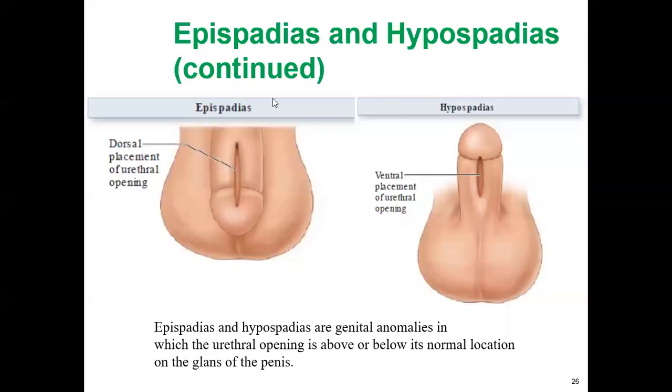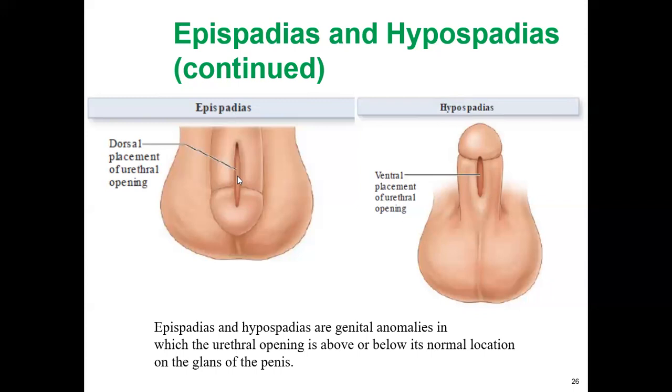So this is the picture we can see. This is the scrotum, this is the penis, and this is the tip of the penis, which we call the glans penis. So when do you call it epispadias and when do you call it hypospadias? This is the orifice of the urethra. It is supposed to be at the tip of the penis, but unfortunately it is present on the dorsal surface. So dorsal placement of the urethral opening is called epispadias. If the urethral opening is on the ventral surface, it is called hypospadias.